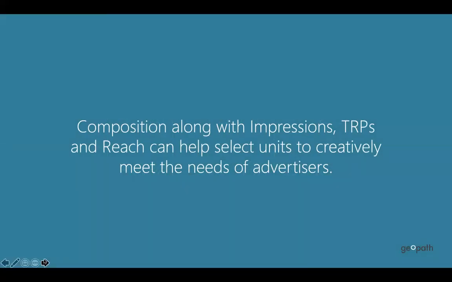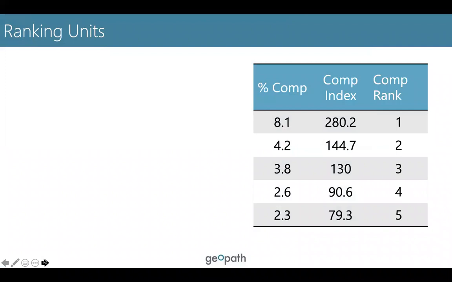So I hope that makes sense. And as I've been saying the last little bit, composition's great. It's helpful in understanding maybe the personality of a board, how efficient it is at reaching your target audience. But it's the holistic view. It's composition along with the volume of impressions, TRPs, and reach that really helps you select the units that meet the needs of your advertisers. And that's important, that creatively is an important word here as well, because there's no one right way to do it. It depends on the client needs and goals, how you as a planner like to plan, or as an operator, how you like to look at your inventory.